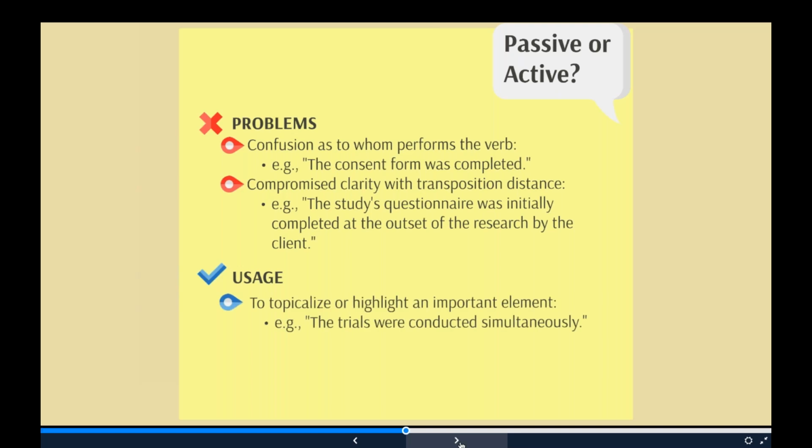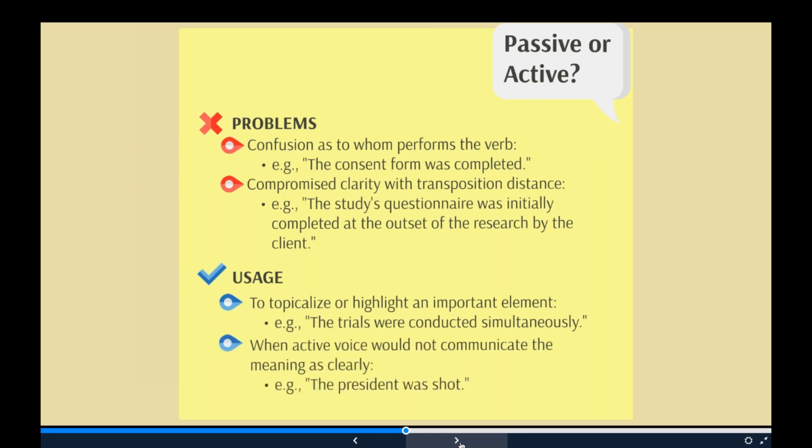Now, it is okay if you need to highlight an important element, like the trials were conducted simultaneously. It's important to emphasize trials. You need to be sure that your reader is paying attention to that information when you discuss your methodology, for example. It doesn't sound the same if I say the researcher conducted the trials simultaneously. Now it sounds a little different, and it isn't exactly what I intended to communicate. So passive voice would be okay here.